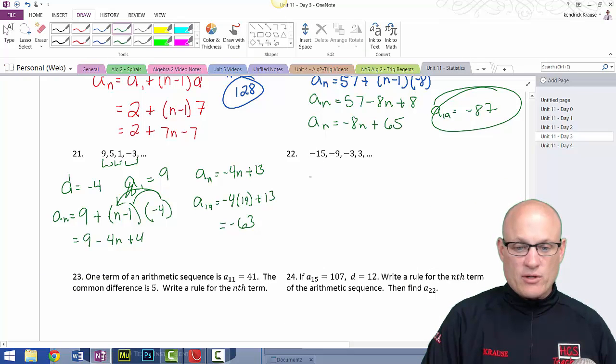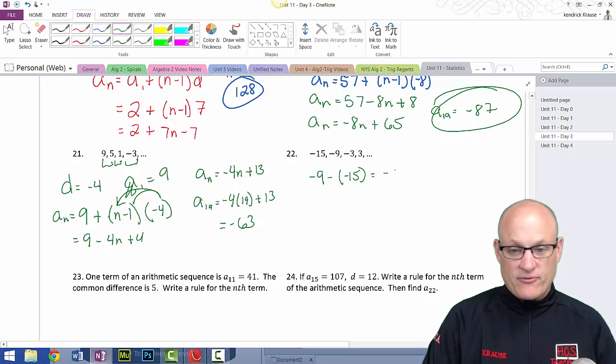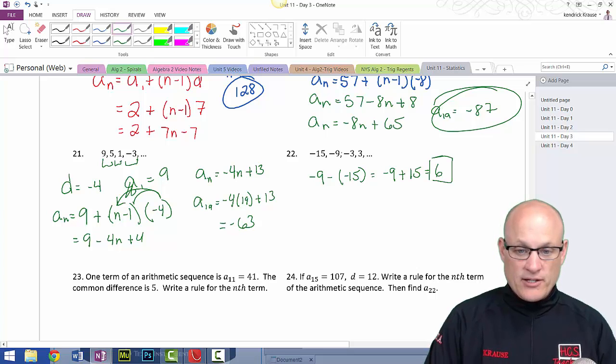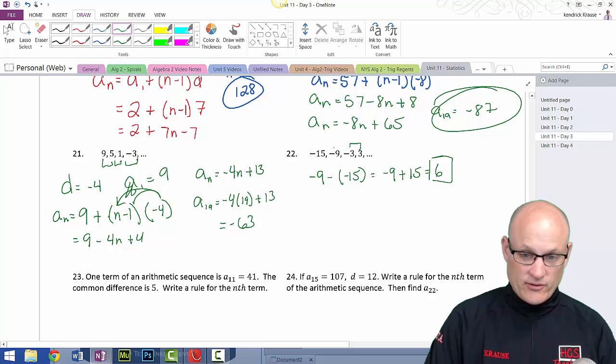So we're going to take the second one, negative 9. Subtract off the first one, negative 15. But we're subtracting a negative, so we're really adding. So negative 9 plus 15 is 6. So there's my common difference. And don't these have a difference of 6? Add 6, add 6, add 6.